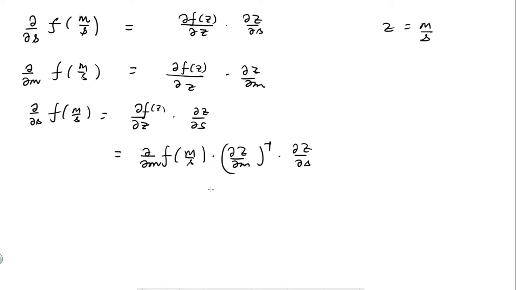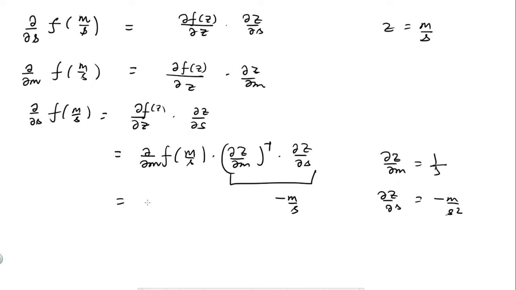Okay, and you can see that ∂z/∂m is 1 over s, and ∂z/∂s is minus m over s squared. Okay, so here you get this product becomes minus m over s. So you get ∂f/∂s of f, when you change that in terms of this derivative with respect to m, you get minus m over s ∂/∂m f(m/s). Okay, that is what I have used.